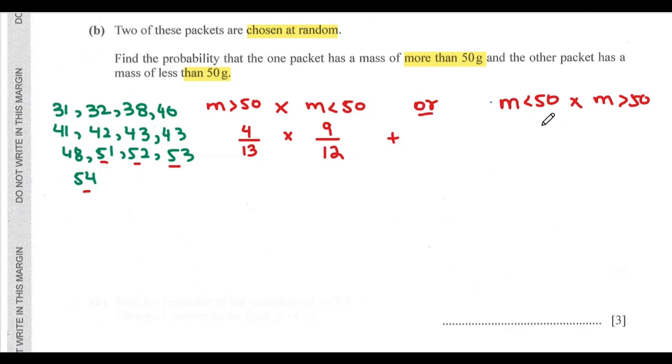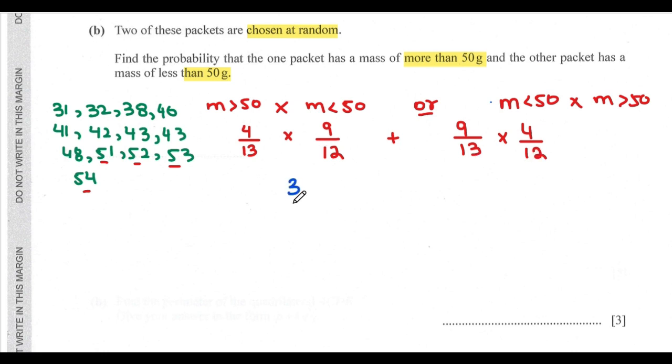Now what is the second chance that we get mass less than 50 first and mass greater than 50 in the second attempt? So less than 50, again we have 9 options and the total would be 13 for the first pick. And for the next pick, the mass which are greater than 50 are 4 out of 12 because 1 is already taken out. Now we can solve it further.